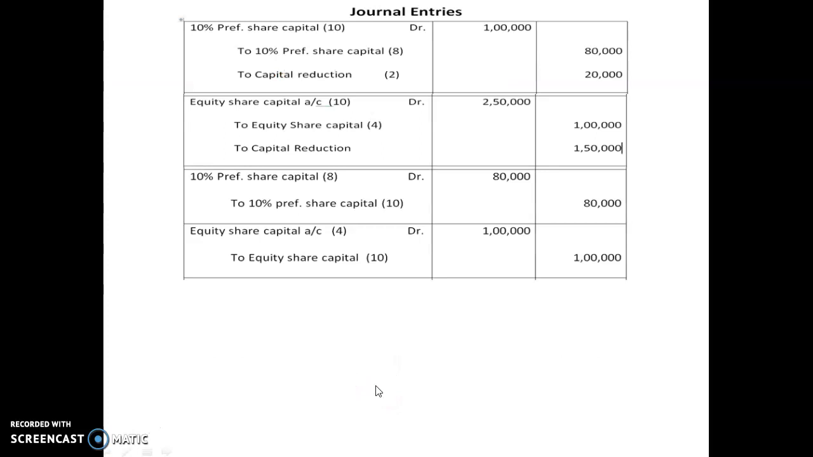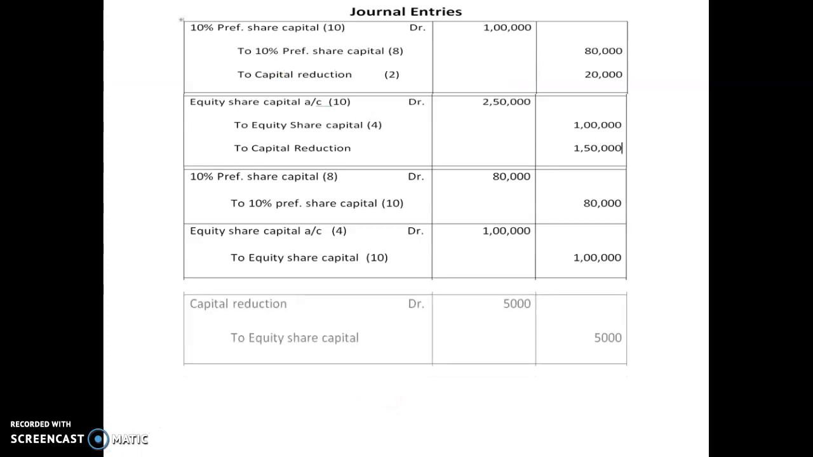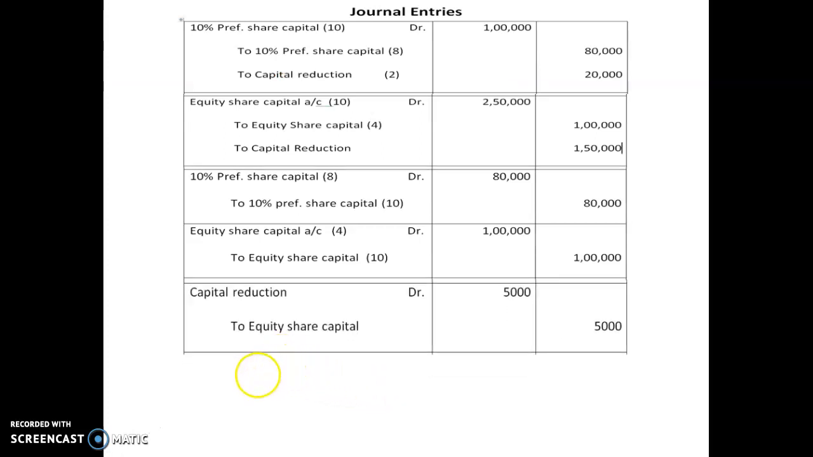So the entry will be capital reduction account debit to equity share capital. Amount is 5,000. So capital reduction account debit to equity share capital.